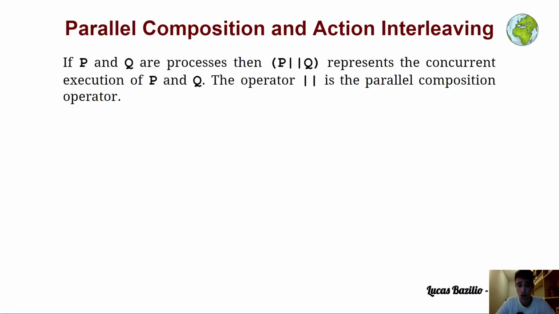By definition, if I have a process P and another process Q, then if I write this expression P with two vertical bars Q, this represents the concurrent execution of P and Q. That is, to execute the process P and the process Q at the same time. This double vertical bar operator is the parallel composition operator.